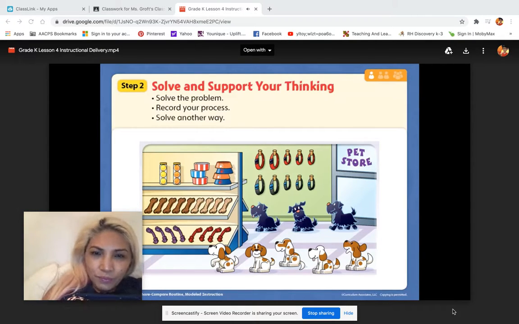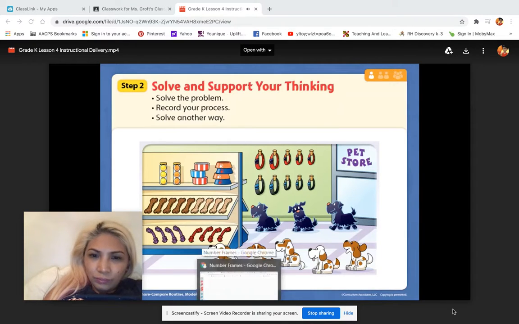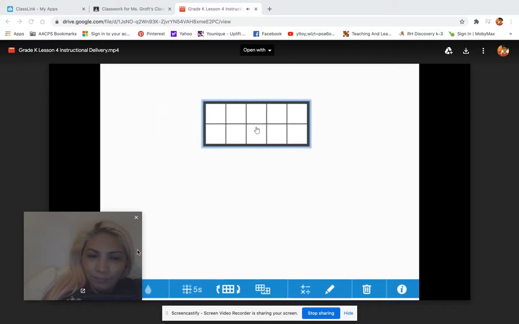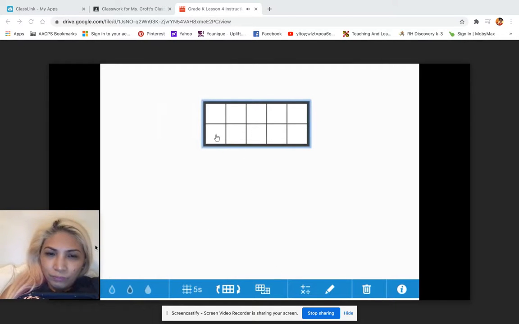Now that you have had a moment to use the materials and paper and pencil to determine how many dogs are in the pet store, we are going to go into the math apps to determine the total number of dogs we see. In number frames, you can use a 10 frame to solve this problem. I'm going to read this problem one more time and we're going to solve it together.